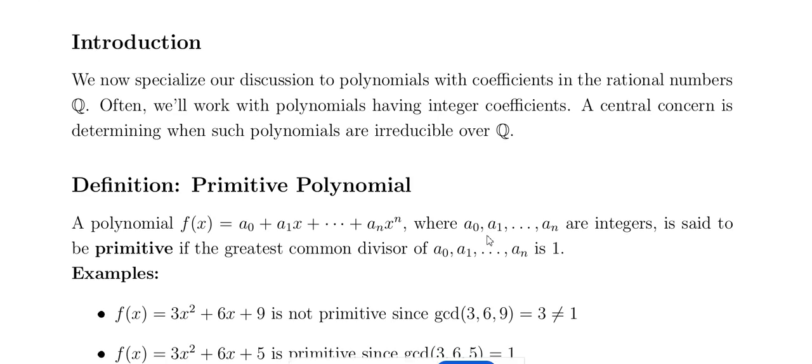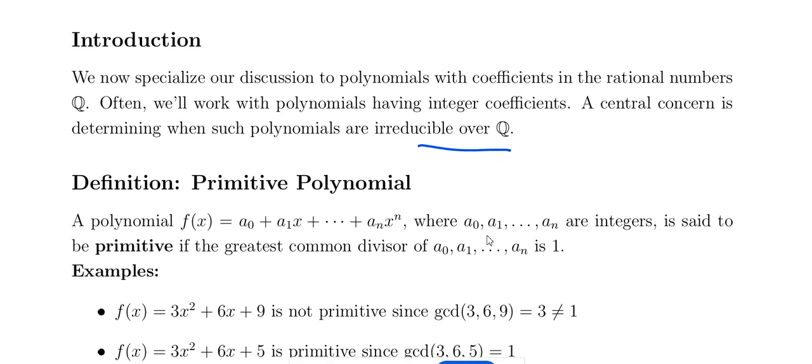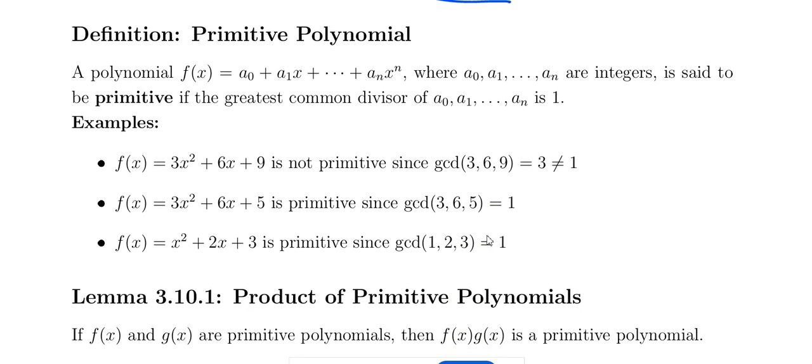And now specialize our discussion to polynomials with coefficients in the rational numbers Q. We will work with polynomials having integer coefficients. The central concern is determining whether such polynomials are irreducible over Q. Okay, that is the definition of the primitive polynomial. A polynomial of degree n with integer coefficients is said to be primitive if the greatest common divisor of the coefficients is equal to 1, then that is called the primitive polynomial.